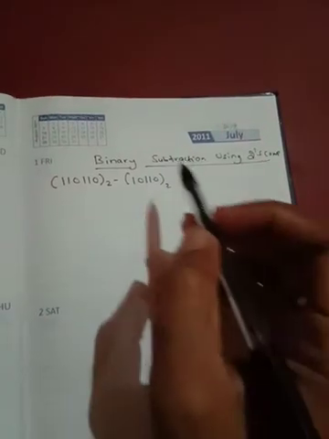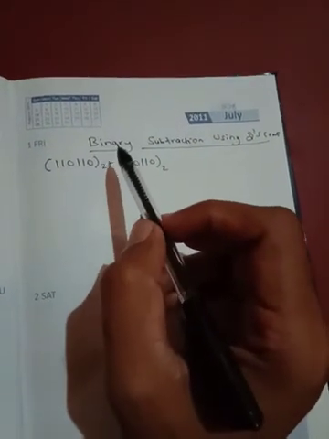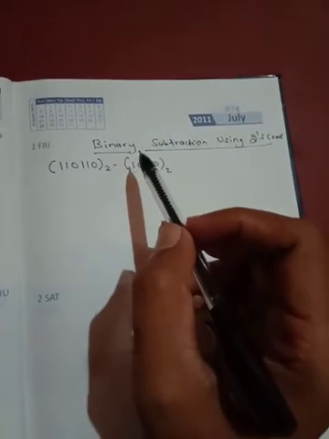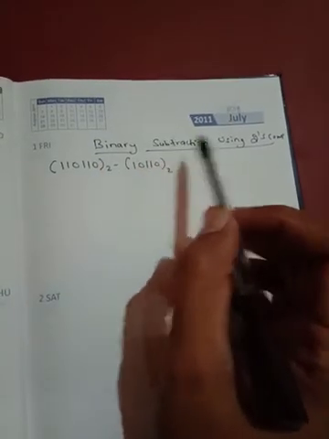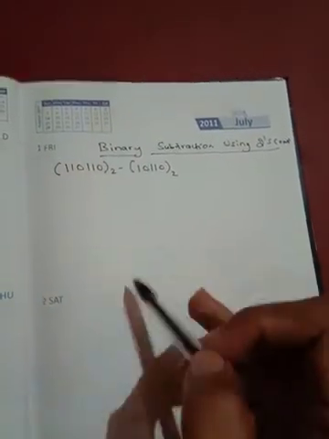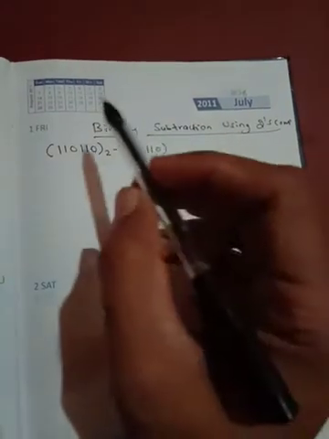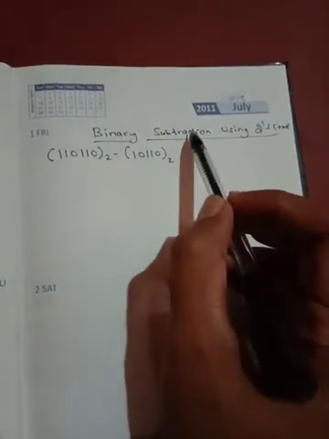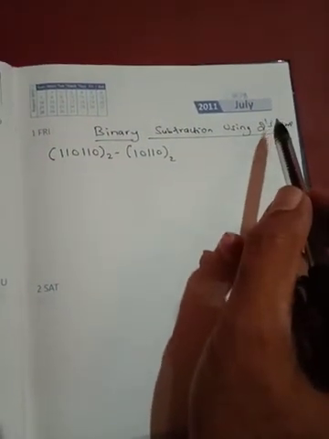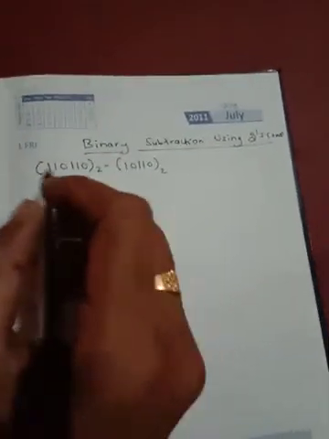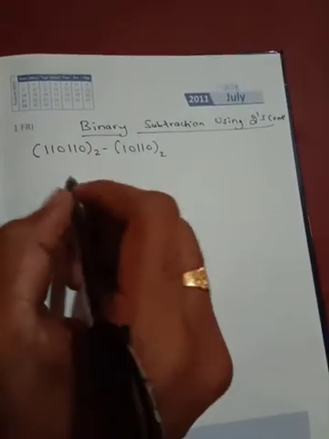In this particular video we will continue the previous concept. In the previous video we saw binary subtraction using one's complement. In this video we will solve an example of binary subtraction using two's complement. You have to write the equation as it is.